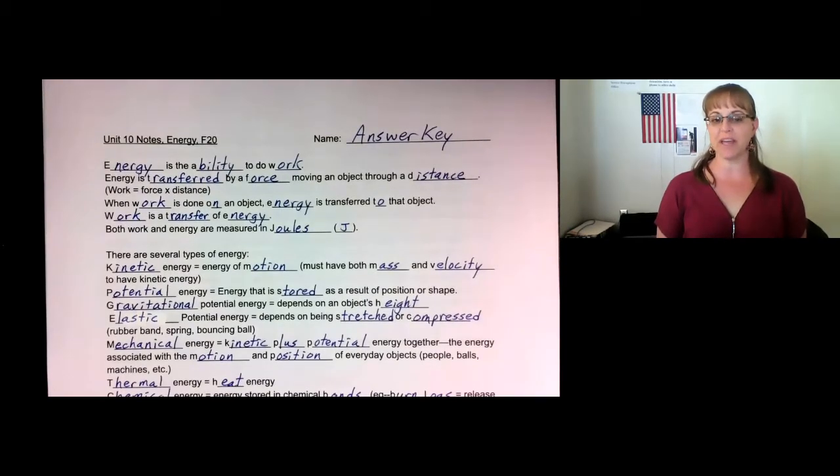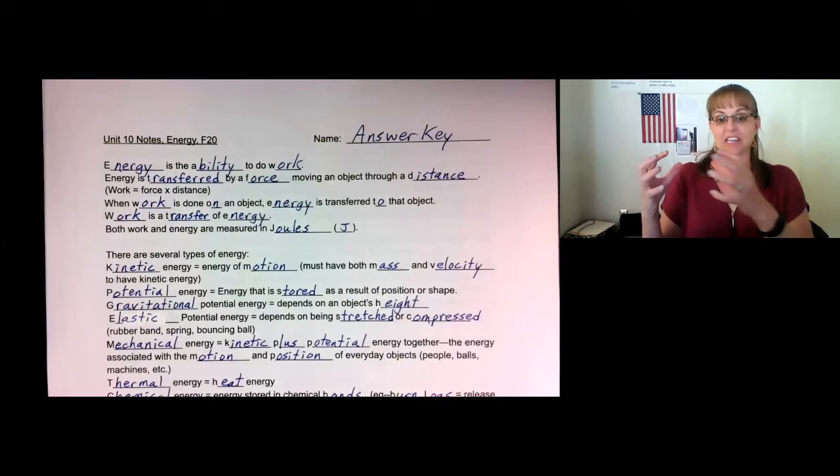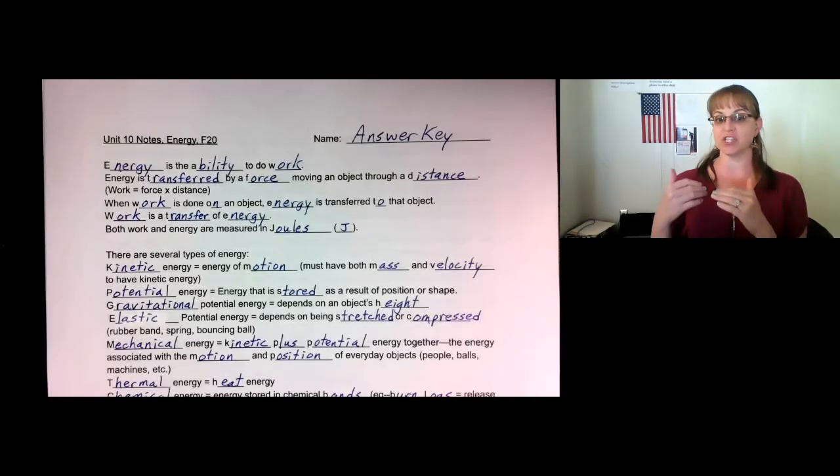Today we are going to learn about energy, which is the ability to do work. Energy is transferred by a force moving an object through a distance. Remember, work has to have a force and the object has to move, otherwise no work is done. So energy is transferred by doing work.